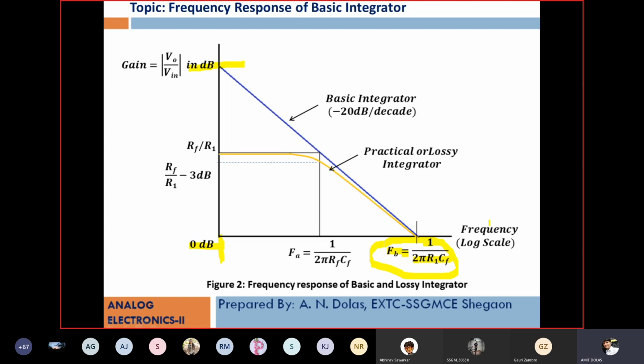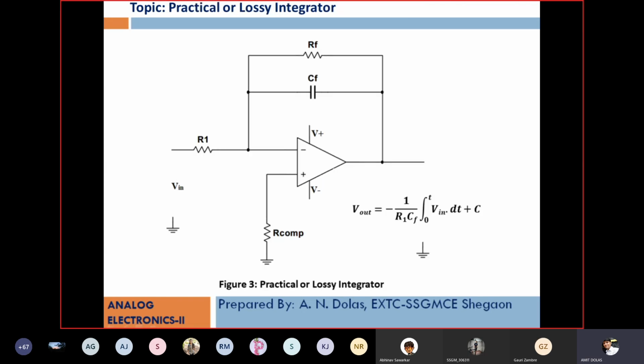Due to this drawback, a practical integrator is designed. The practical integrator is also called a lossy integrator. It is designed and it is very simple. In the practical or lossy integrator, a single component is added. We had R1 and CF in the basic integrator, but one feedback resistance RF is connected across the capacitor. Why is this added? Because at lower frequency the capacitor behaves like an open circuit, so a minimum value of resistance, which is RF, will be present in the network.